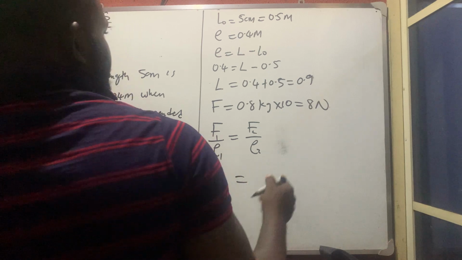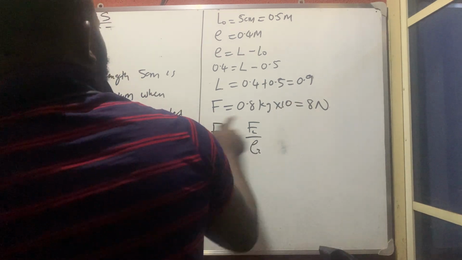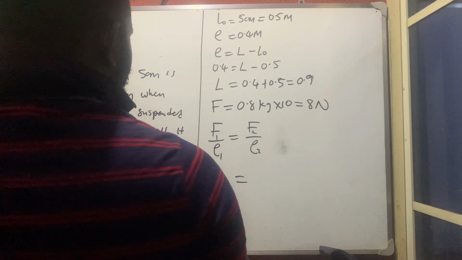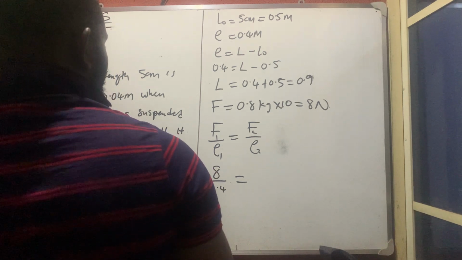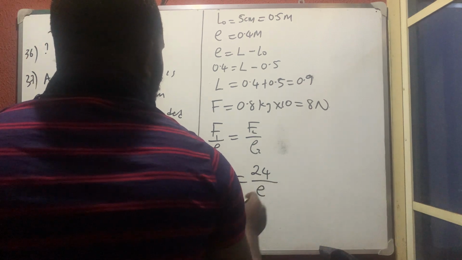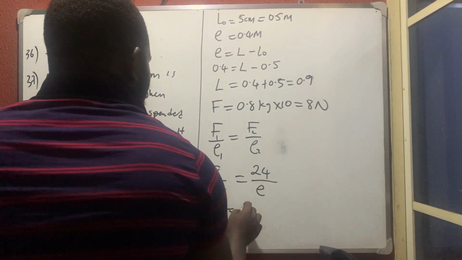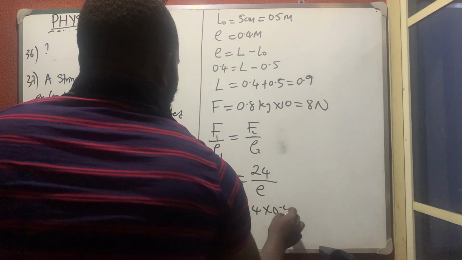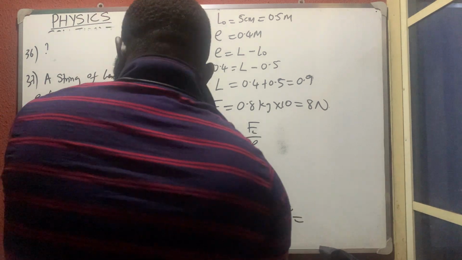They say if a force of 16 Newton is applied to this string, so 16 plus 8 is the new force. 16 plus 8 will give you 24. So this is 24 all over the extension. The extension is now 24 times 0.4 divided by 8. So what do you have?